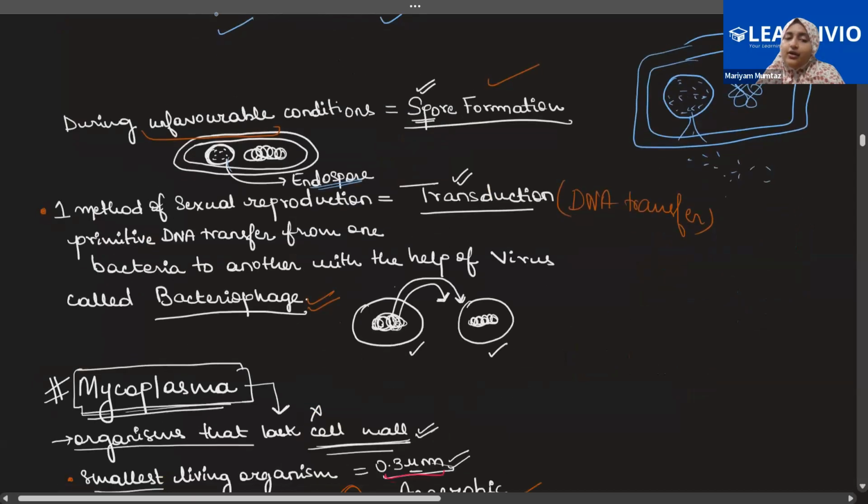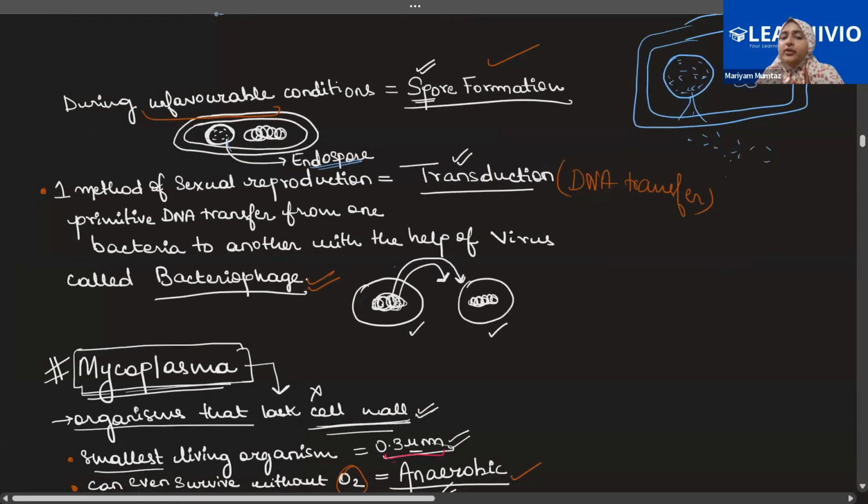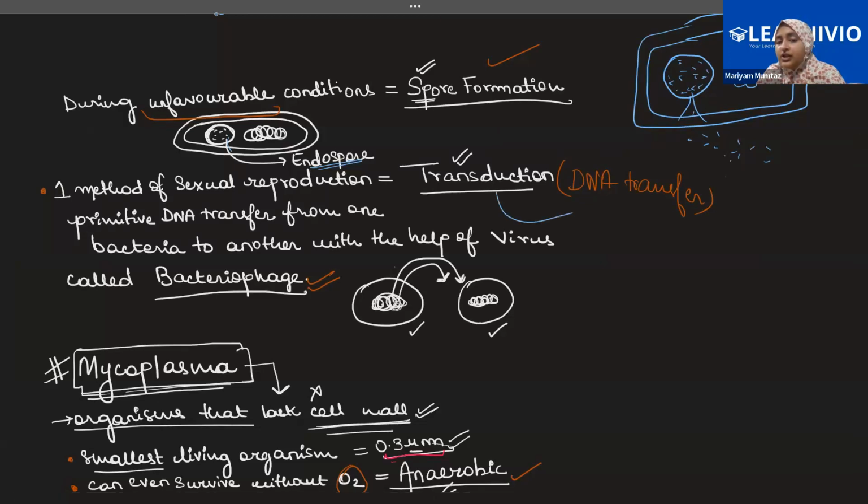But the bacteria also have one sexual mode of reproduction, which is known as transduction. Transduction is the process of DNA transfer. Here, the primitive DNA transfer from one bacteria to another bacteria takes place with the help of a virus, which is known as bacteriophage.